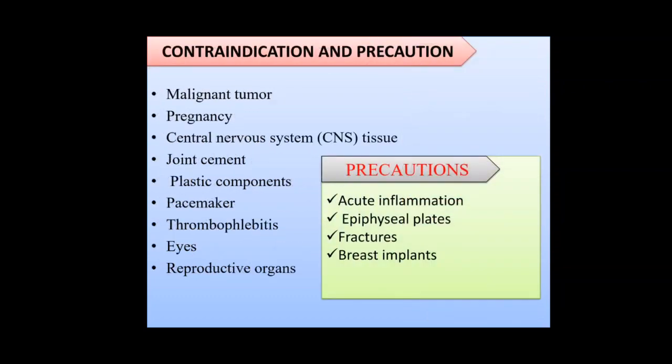Contraindications and precautions. Contraindications are malignant tumor, pregnancy, central nervous system tissue, joint cement, plastic components, pacemaker, thrombophlebitis, eyes, reproductive organs. You should take precautions on acute inflammation, epiphyseal plates, fractures, breast implants.